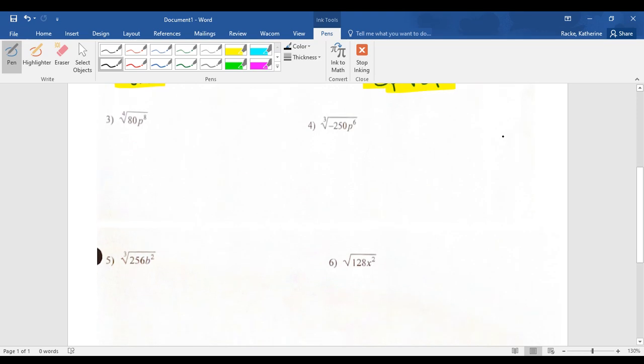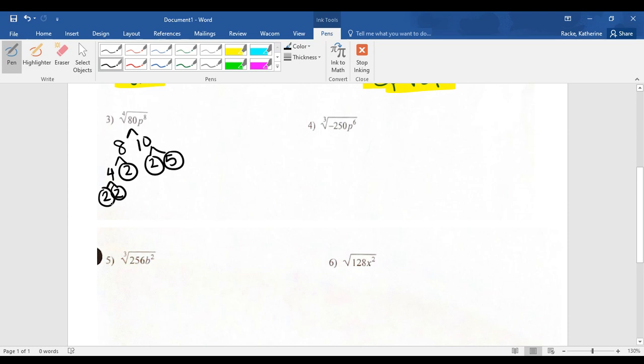Okay, number 3. This is the 4th root now, so we're looking for groups of 4. Let's start with our 80 and do our factor tree. An easy one to multiply to give us 80 could be 8 and 10. You could also do 2 and 40. So 8 gives me 4 and 2. 4 gives me 2 and 2. 10 gives me 5 and 2.